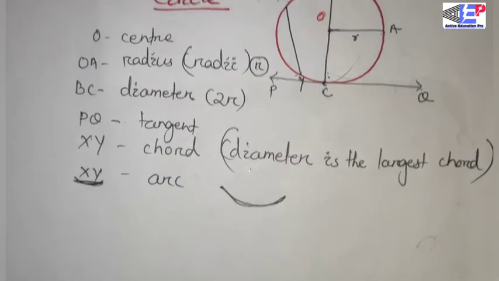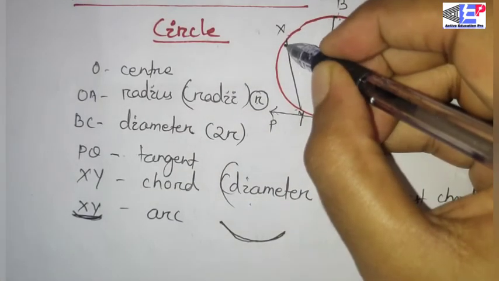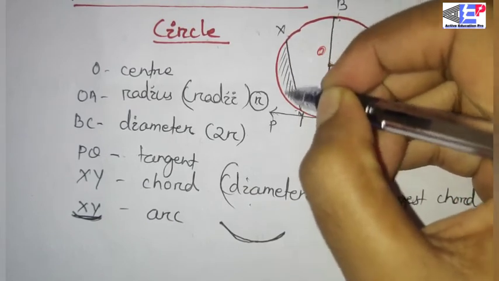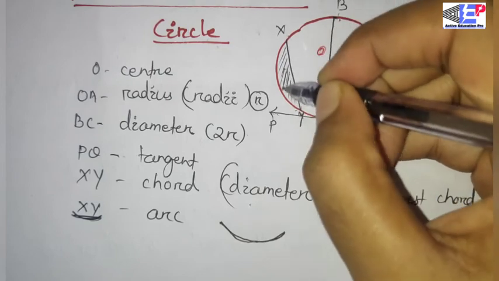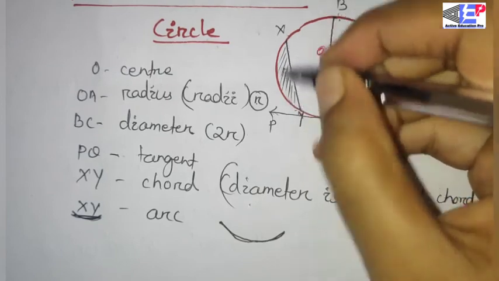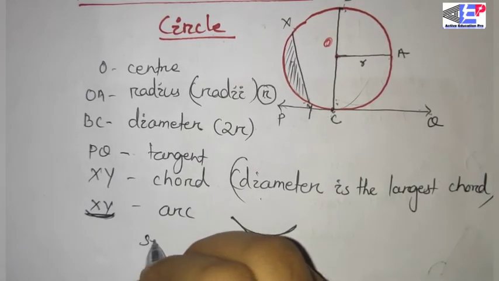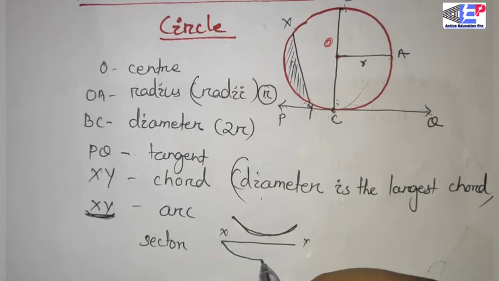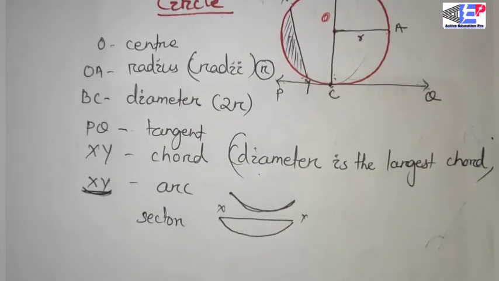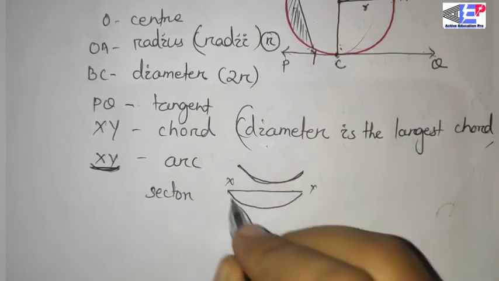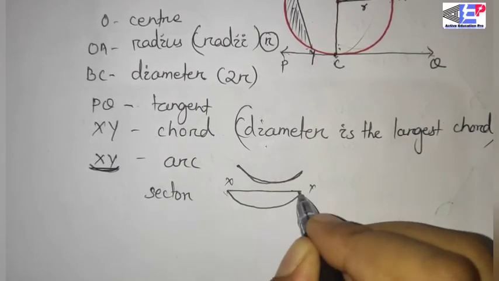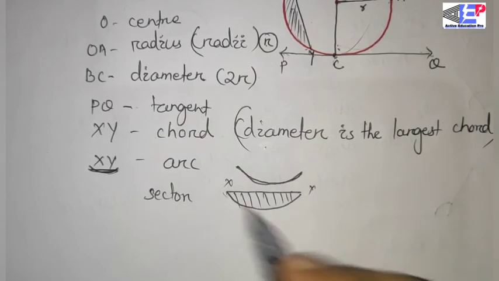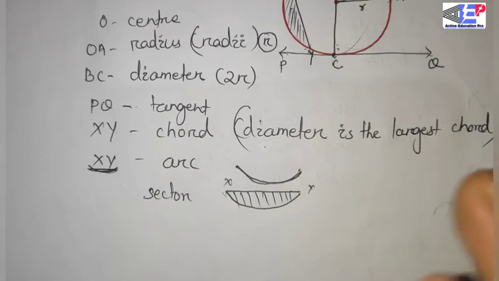Then the next one is sector. Sector means the shaded part. Suppose the part made by a chord. Here XY is a part of the circumference of the circle, but sector means the chord X and Y and the arc, both the arc and chord made a sector of this circle. This shaded part is sector, part of a circle. This is part of a circle circumference.